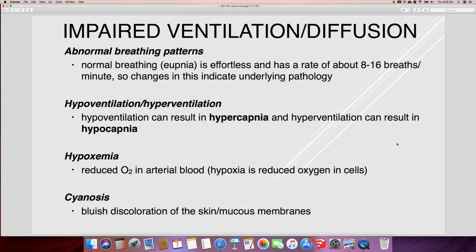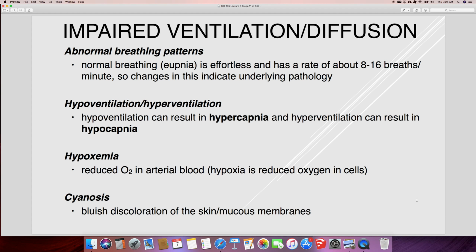Okay. And of course, if you have increases in CO2, which would occur in hypercapnia, if this occurs enough, you could become acidotic, and hypocapnia, low CO2, would cause an increase in blood pH, which would be alkalosis. Hypoxemia is reduced oxygen in arterial blood, which is different than hypoxia, which is reduced oxygen in cells. And the big giveaway there is emia. Emia refers to the blood.